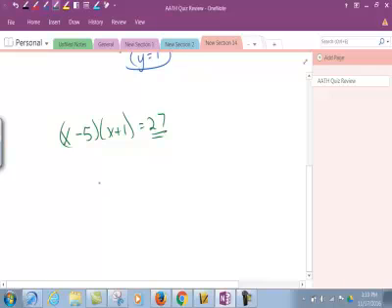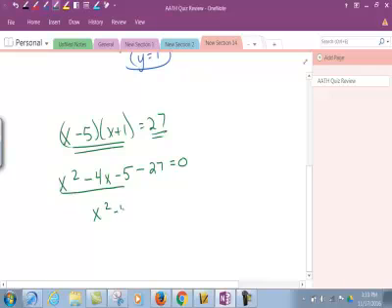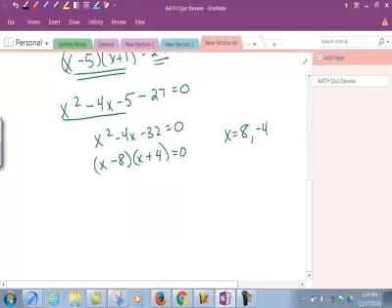We have to distribute the terms in the parentheses on the left hand side, so we get x squared minus 5x plus x is minus 4x, minus 5, and then we bring the 27 over and set it equal to 0. So this right here is simply using the FOIL procedure on the two binomials. Alright, so then we get x squared minus 4x minus 32 equals 0. So we say to ourselves, how do we multiply to negative 32 and add to negative 4? And the way we do that is by multiplying negative 8 times positive 4. So my two solutions are 8 and negative 4. 8 or negative 4, I should say.